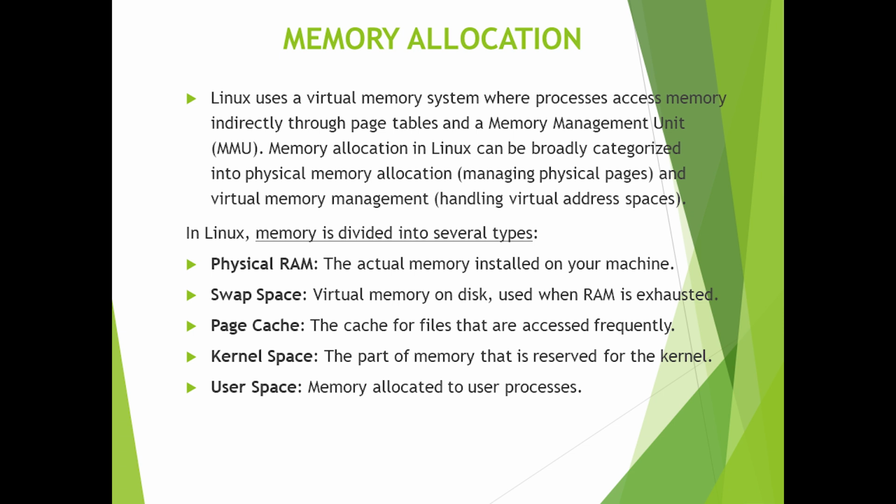Usually, the kernel functions for allocating memory are kmalloc for small chunks and vmalloc for large, non-contiguous blocks. We know that the malloc function is used to allocate memory in user space, and mmap and brk are low-level system calls for memory allocation.